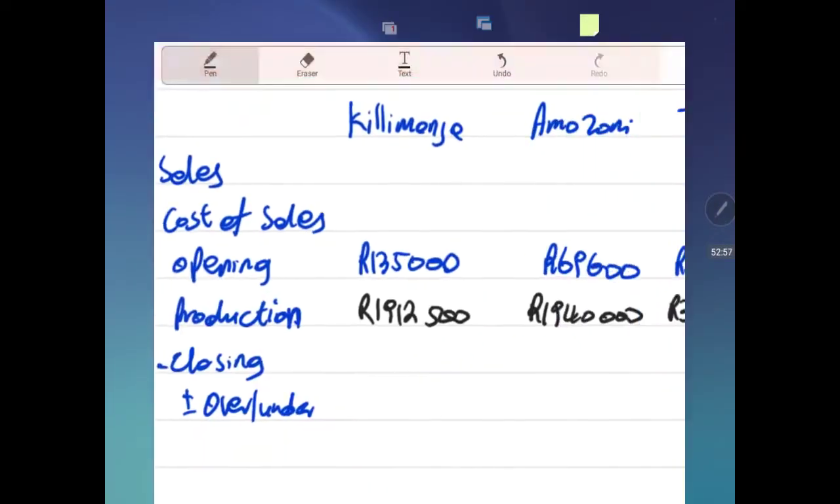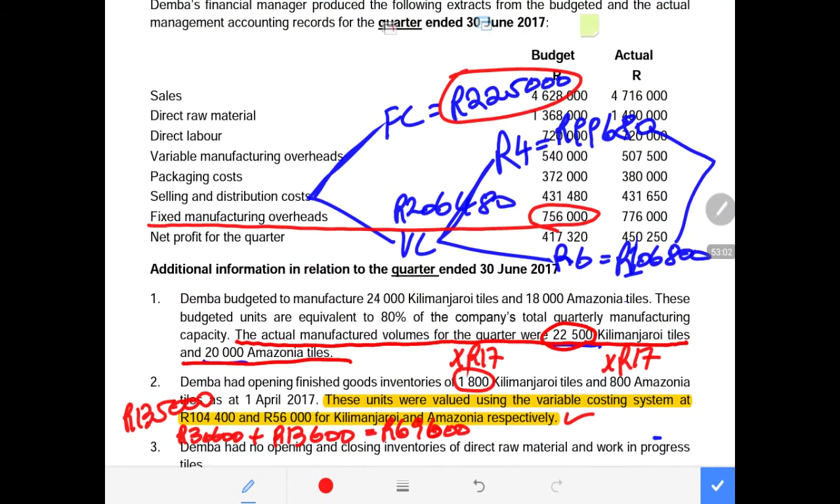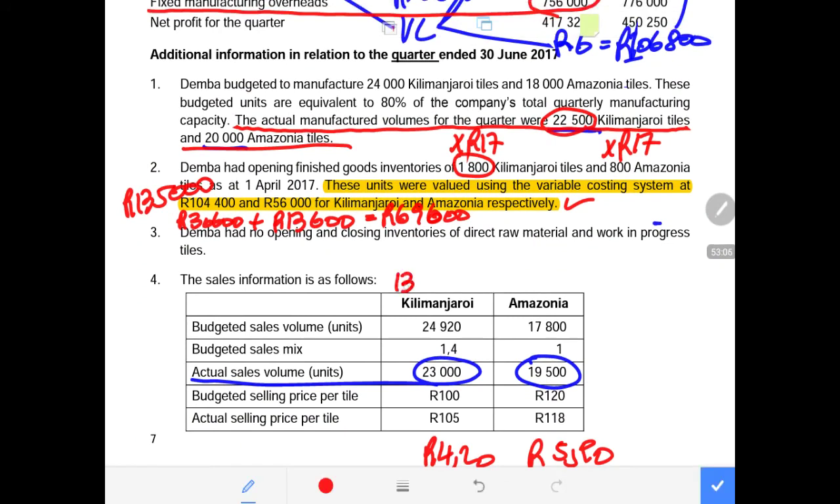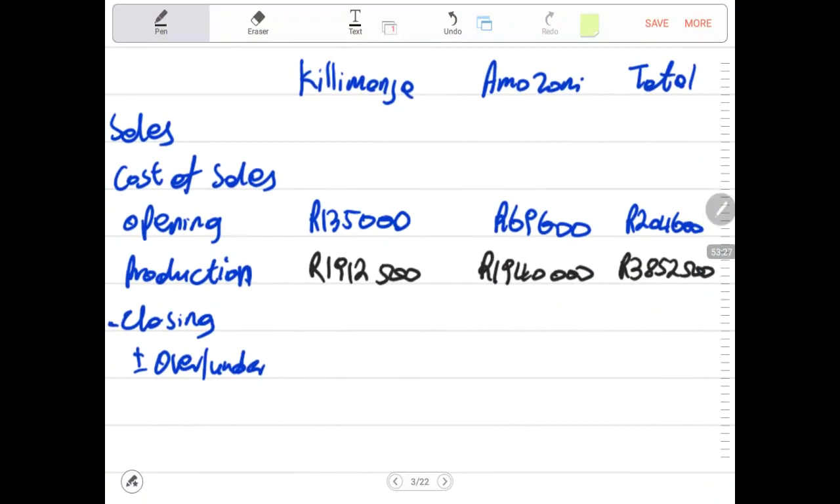Then now we have to say our closing. We already know that our closing units was 1,300 for all of them. If you remember, I wrote it here, 1,300. Opening of 1,800 plus production minus actual sales. And again, opening of 800 plus production minus actual sales of 19,500. That will give you the 1,300 as closing units for both of the products.